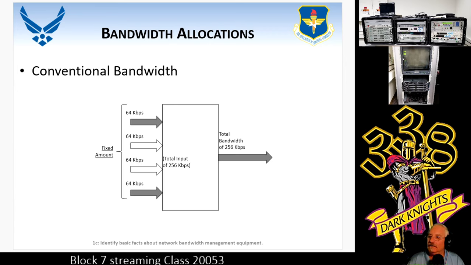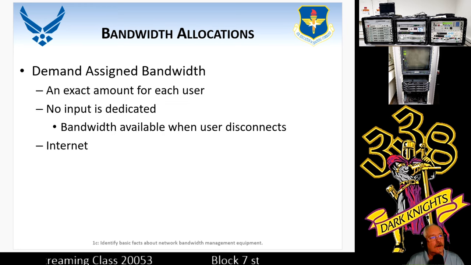Here's a picture. Pictures are always worth 1,000 words. Kind of explains it a little bit. You can see channels 1 through 4. When you add all those 64Ks, and by the way, 64K is an indication that it is a voice channel, you have a total input of 256K when you combine all those voice channels 1 through 4 with a total bandwidth of 256. You can see that two of them are being used, two of them are not. This is basically what looks like a synchronous TDM. Yeah, could be. We look at demand assigned.